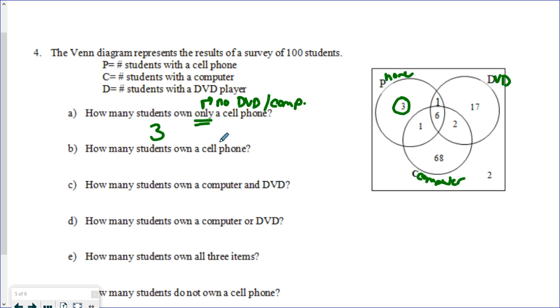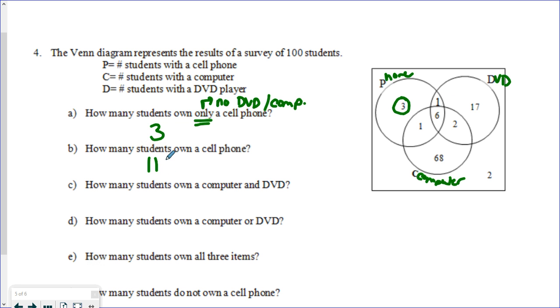How many students own a cell phone? So now we don't have that restriction with the word only. How many students have a cell phone? So now we're looking at this whole circle for P. So how many students have a cell phone?